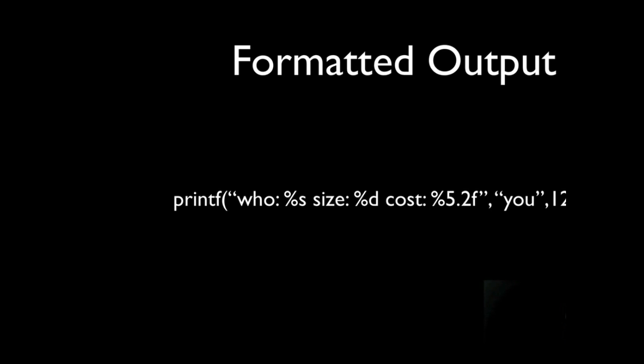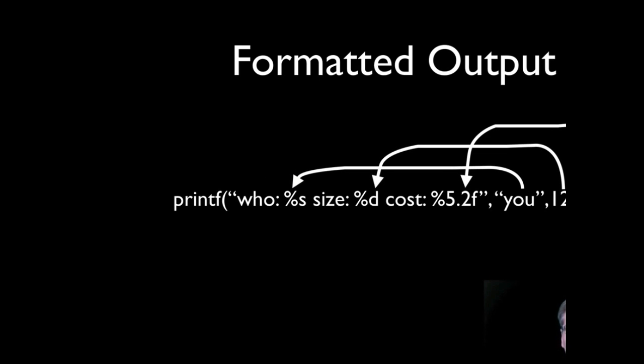So here is a simple example. I have a printf statement. My control string here is "who: %s, size: %d, cost: %5.2f", everything in between the double quotes. And over to the right, you'll see three variables listed. Those %s, %d, and %5.2f are control strings inside my format string. What this means is that the values on the right are going to be substituted in the format string. They're going to substitute the %s, for example, with the string u, the %d with the 12, and the %5.2f with the 1.2. And this works in a positional fashion. The first % specifier in the format string is going to be replaced with the first variable over to the right, and so forth.